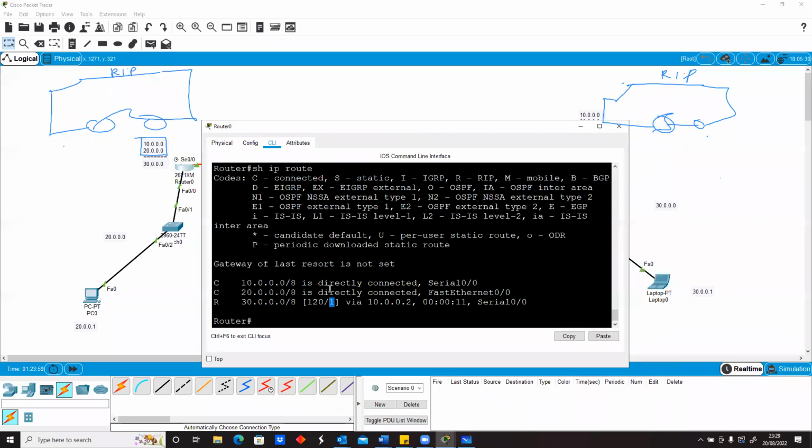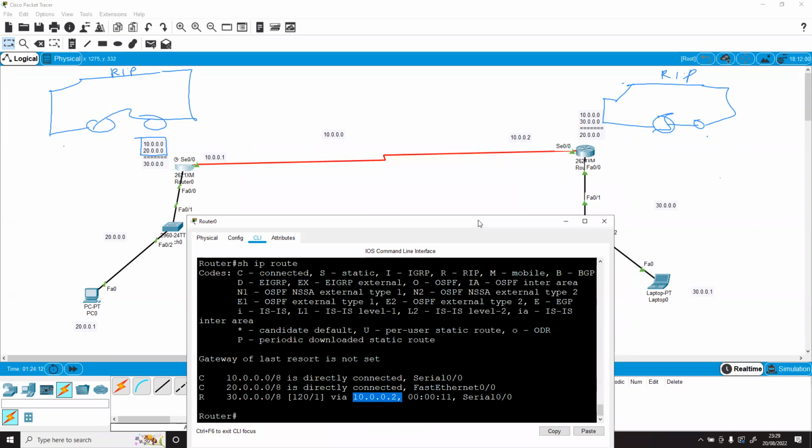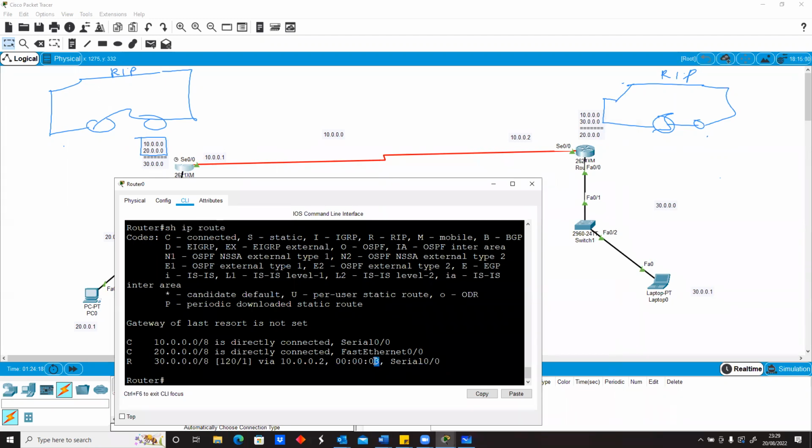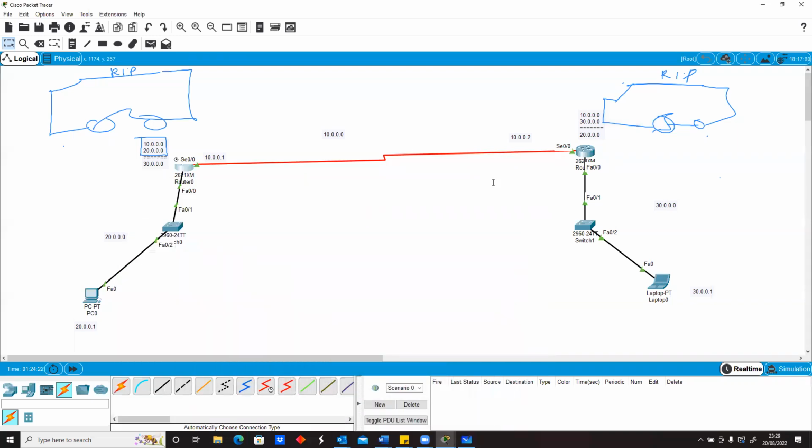It means that this is telling me that I got to learn about it from RIP and it has an administrative distance of 120. And this is saying that, hey, I am just one jump away from the 30 network. And how do I get there? It is via 10.0.0.2. And this is also telling you how long you've known about it. The last time you learned about it was 3 seconds ago and all that. Basically, that is what it does.